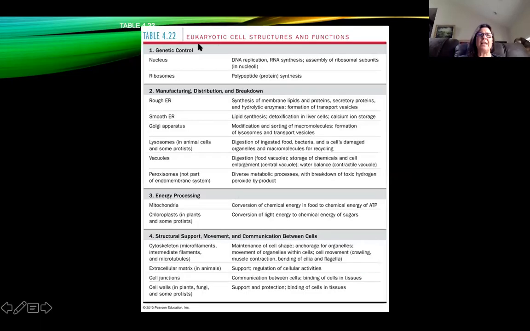This last slide summarizes all of the organelles that we talked about in this chapter. Our genetic control, our manufacturing distribution system. Remember, this was also the endomembrane system. Our processing organelles that I talked about, energy, and then our structural support, movement, and communication organelles. So that is the last slide for this presentation, and it ends chapter 4.